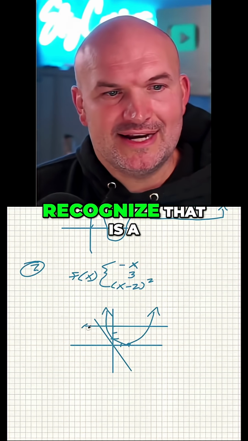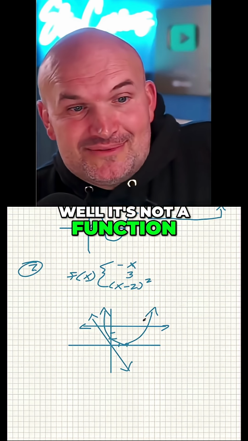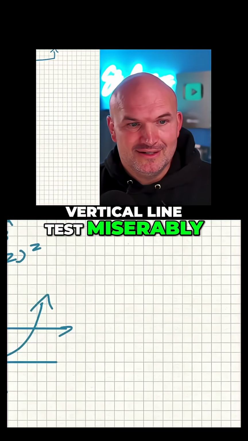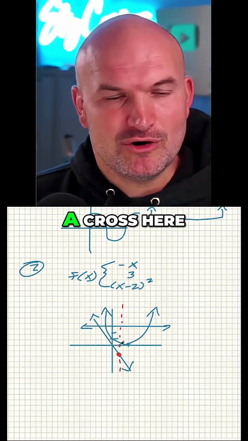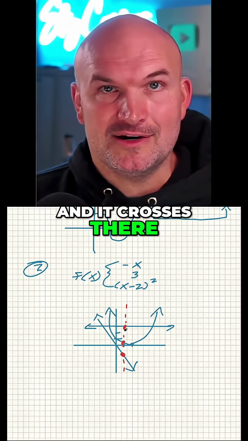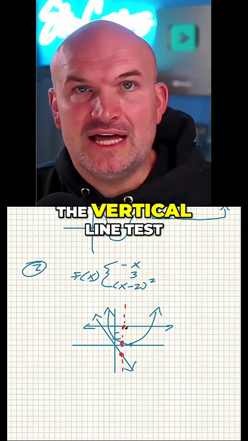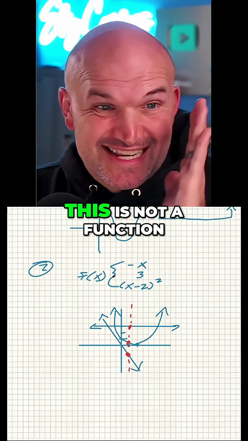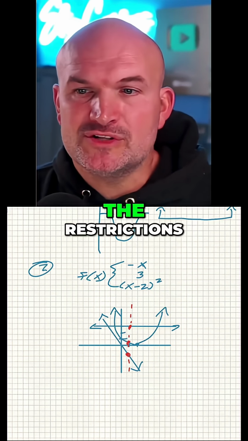Now, what do you guys recognize that is a problem with this function? Well, it's not a function, right? This fails the vertical line test miserably, right? If I just graph a nice little vertical line here, it crosses here, it crosses there, and it crosses there, right? For a function to exist, it can only pass the vertical line test at one single point. So in this case, this is not a function. f(x) is not a function. That's why we have the restrictions.